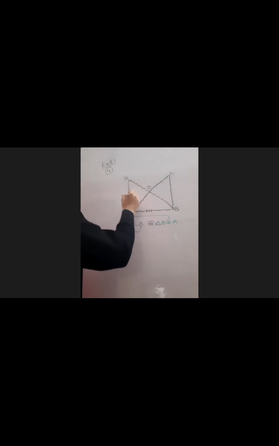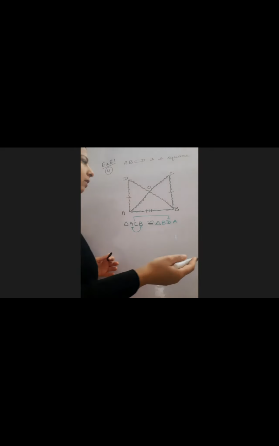Let us see how these two triangles are congruent. AB is equal to BA, common. AD is equal to BC. Why? Opposite sides of a square are equal. Why are we using the term opposite sides? We know ABCD is a square. And what is the property of a square? All sides are equal. So this is equal to this.